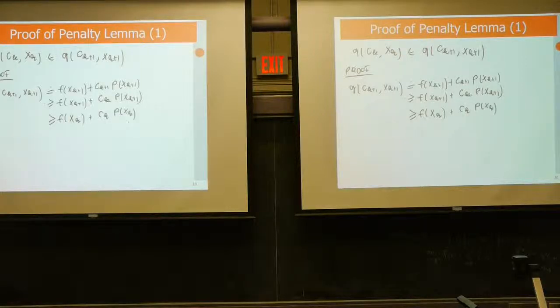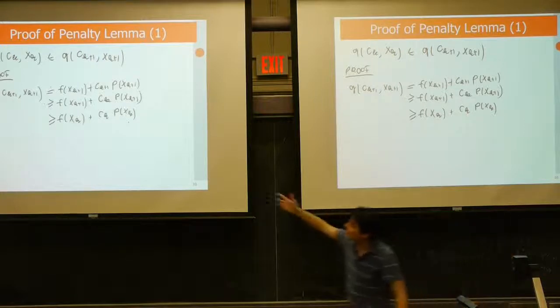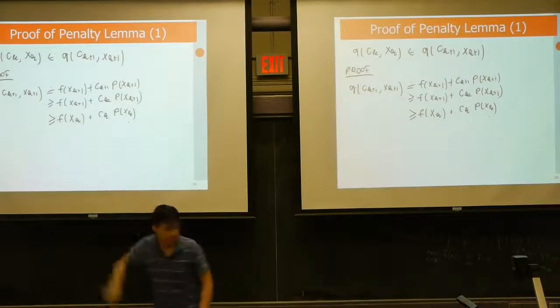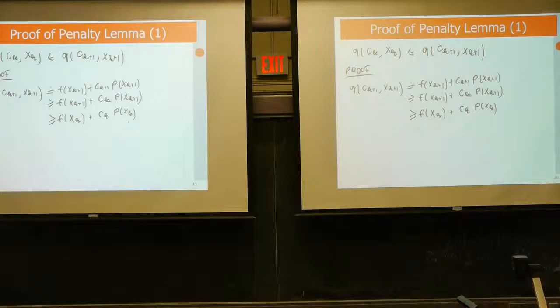Why? Because that was the definition of x_k. x_k is the expression that minimizes this, right? And what's this expression? This is, by definition, q(c_k, x_k). Good? Okay, let's move on.